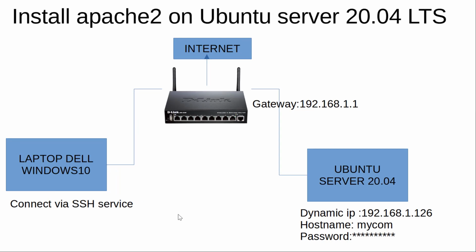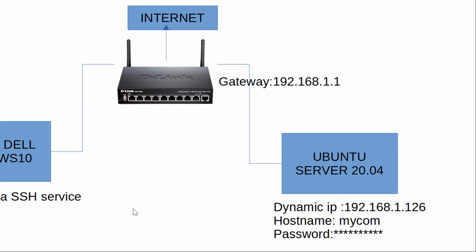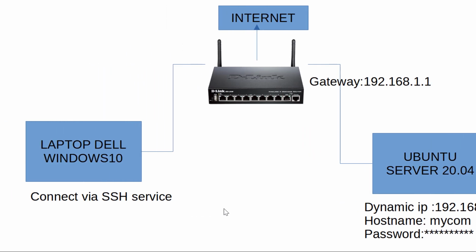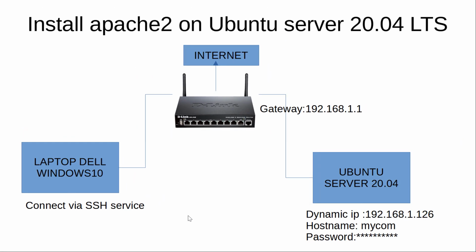On my right hand side I've got Ubuntu server, which gets a dynamic IP from the internet router, and the host name is mycom. On my left hand side is a Dell laptop with Windows 10 OS, and I'm going to connect to the Ubuntu server via SSH service. Okay, let's go.